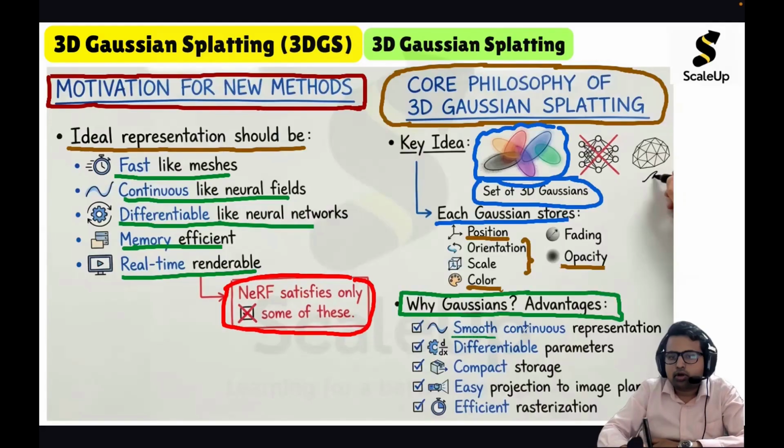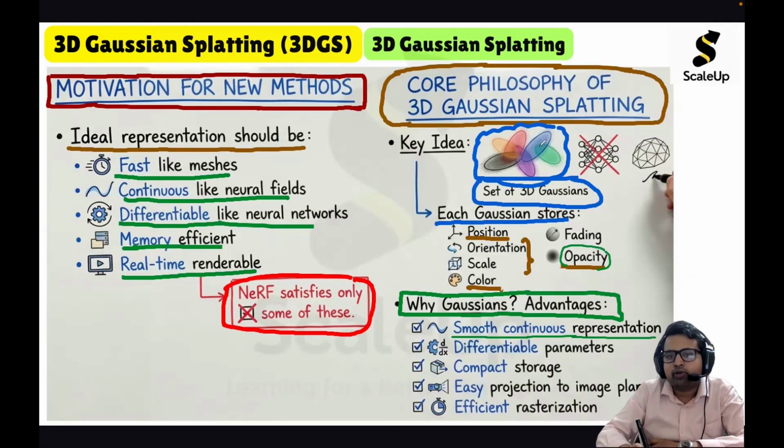Smooth, continuous representation. Because here, these splats can overlap with each other. And since we are making use of the opacity, we can deal with the overlapping. Because if blue is overlapping green, the opacity will be very high, like the transparency will be very less.